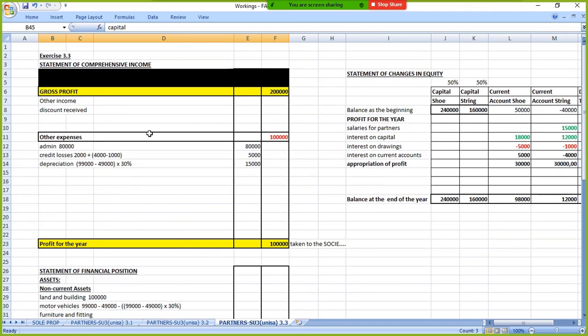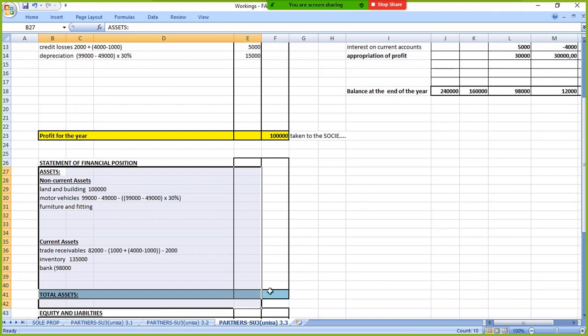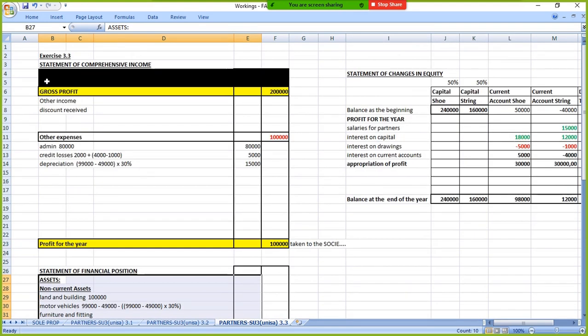Because think about this. Let's assume you made a mistake with the credit losses. The profit will be wrong, then this whole thing will be wrong, and then so will this. Does that make sense? Yes. So UNISA is going to give you extracts of different statements. And that's why it's so important to go through these activities, because it hones your skills in terms of what you're dealing with.